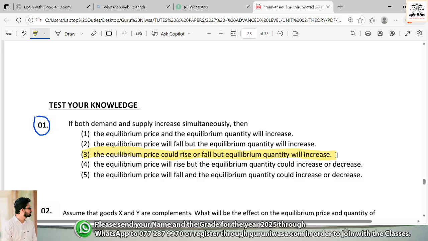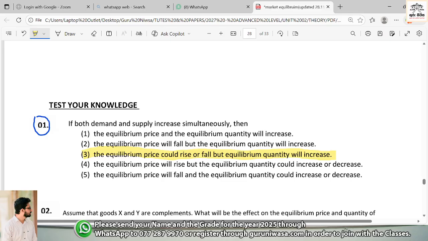For this question the answer is the third one. Third one is the most appropriate answer. But I can say the third answer is not 100% correct. Why? Because equilibrium price could be the same also. Yes, very good. Equilibrium price will either increase or decrease, and there's another part: it can remain constant. Remember. Did you get the point?